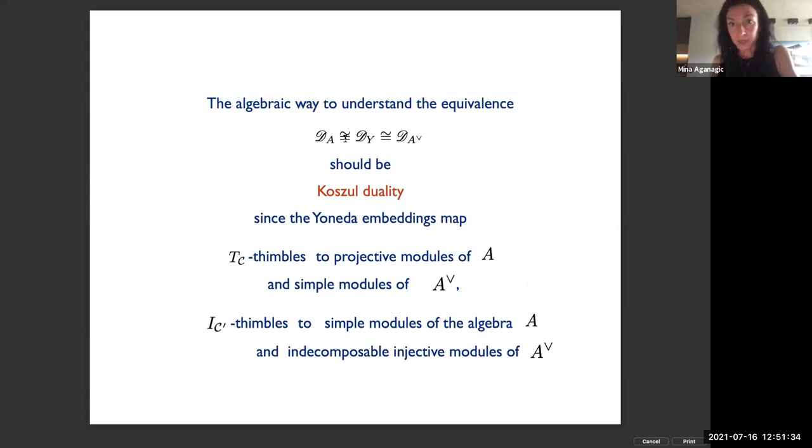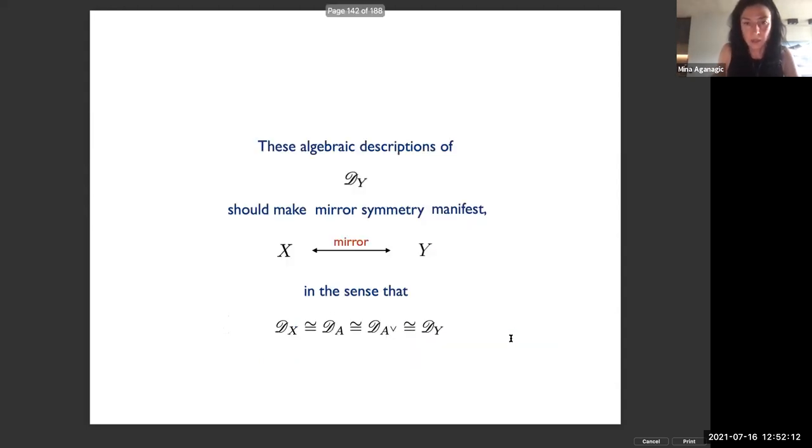The algebraic way to understand this pair of derived equivalences of the Fukaya category of Y to either the derived category of A-modules or A-check modules should be Koszul duality. Because the pair of Yoneda mappings that provide these equivalences map the left thimbles to projective modules of A and simple modules of A-check, and the right thimbles to simple modules of the algebra A and indecomposable injectives of A-check. And of course, with Koszul duality, there are many other consequences, like formality. Now, these two algebraic descriptions of derived Fukaya categories should make mirror symmetry manifest.